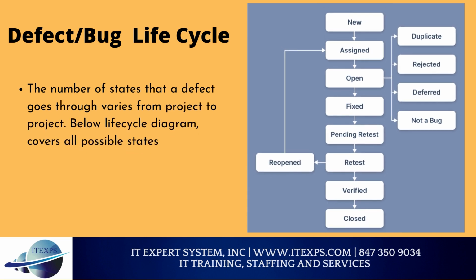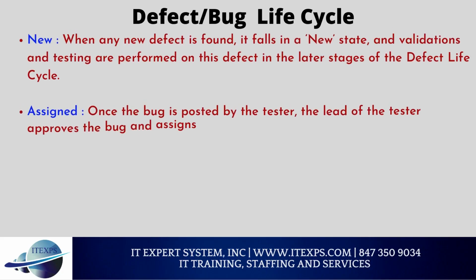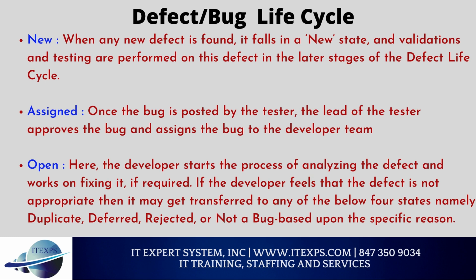The number of states that a defect goes through varies from project to project. The below lifecycle diagram covers all possible states. Let us understand each state of the bug lifecycle. New. When any new defect is found, it falls in a new state, and validations and testing are performed on this defect in the later stages of the defect life cycle. Assigned. Once the bug is posted by the tester, the lead of the tester approves the bug and assigns the bug to the developer team.